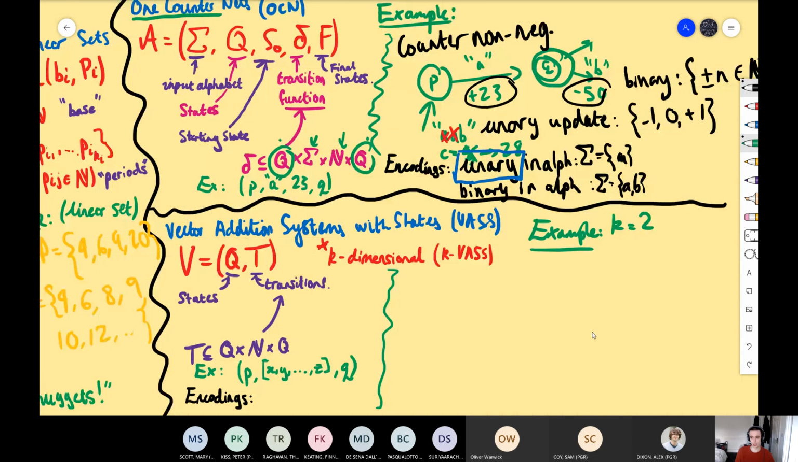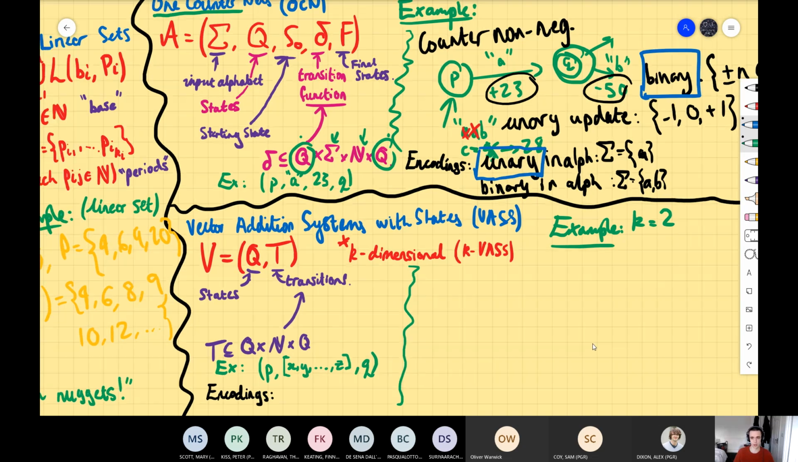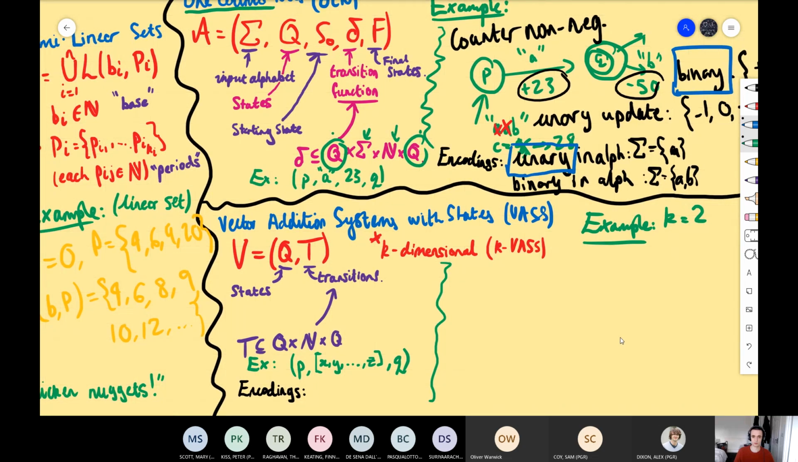In the example, I've drawn a binary, or part of a binary one counter net, because these updates are clearly not plus minus 1 or 0. They're something a lot bigger. Therefore, we have the binary case. And similarly, I will be caring about the binary updates case more, and I'll explain later why. So think for now, unary alphabet, so just A's, and binary counter updates, so plus minus whatever we want.